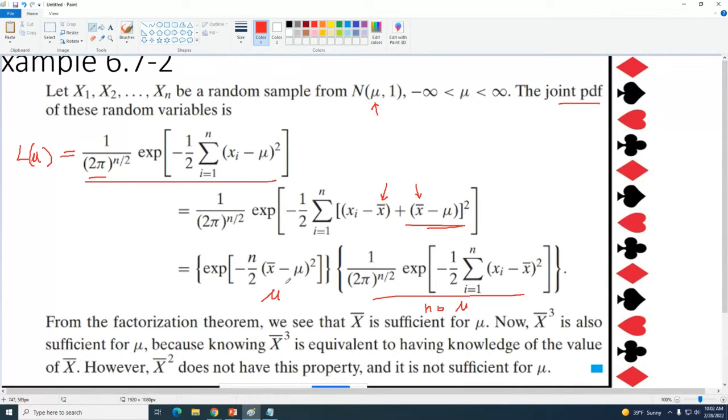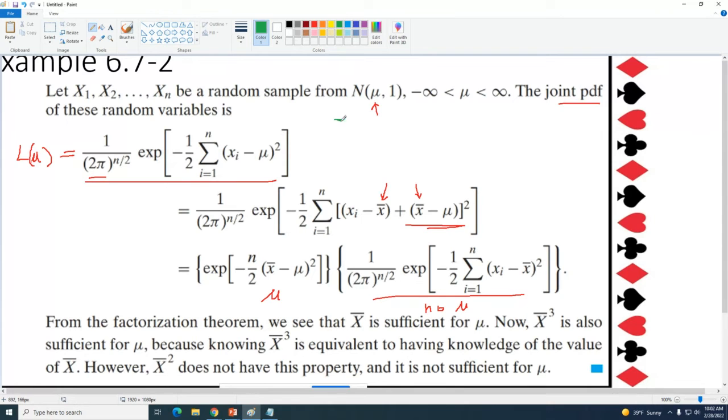I have a question. How can you split them up like that if they're being added together? My problem is that there's a square on the outside. So is the sum of xi minus mu squared equal to the sum of xi minus x bar plus x bar minus mu squared? Yes, with the summation in there. You can carry out the calculation algebraically.